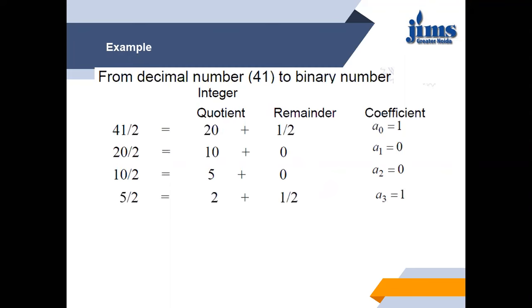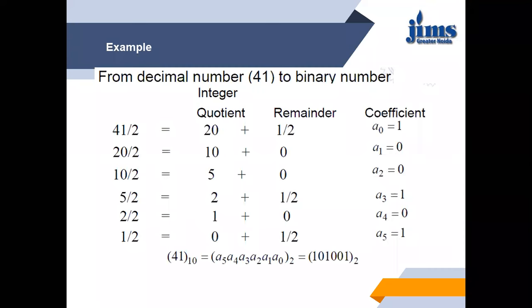Then 5 divided by 2, quotient 2, remainder 1. Now a3 is 1. Again 2 divided by 2, quotient is 1, remainder 0. Then 1 is divided by 2, quotient is 0, remainder is 1. Now our quotient is 0. Now we have found all the coefficients a0, a1, a2, a3, a4, a5. This a0 is your LSB, least significant bit, and a5 is your MSB, the most significant bit, and we arrange this number. Now 41 base 10 will be written as 1 0 1 0 0 1 base 2.